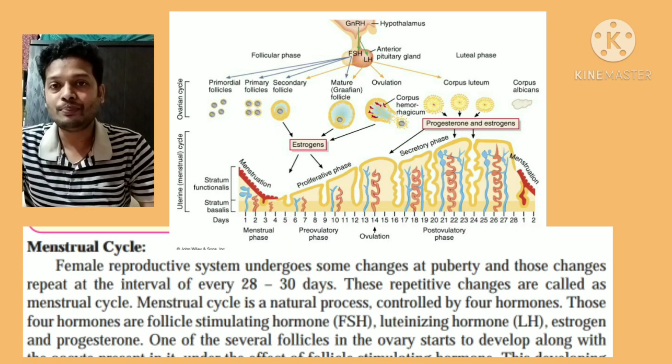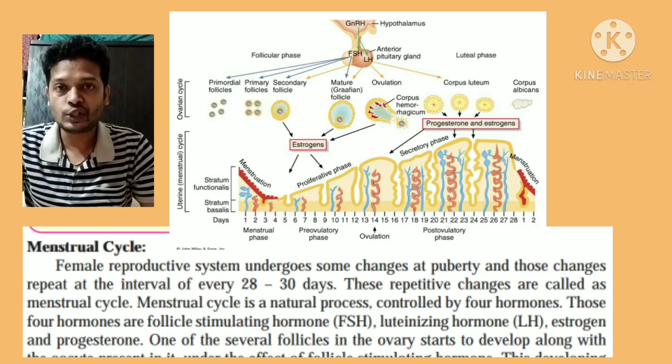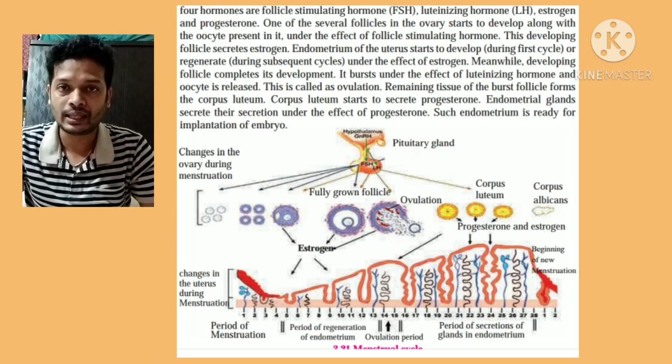Now what is menstrual cycle? Once the girl reaches the puberty, it can range from age of 10 to 12 or 13 or 14 also. It depends on heredity, as well as it depends on the climatic conditions also. So basically between the age of 10 to 14, female attains the puberty and starts her menstrual cycle.